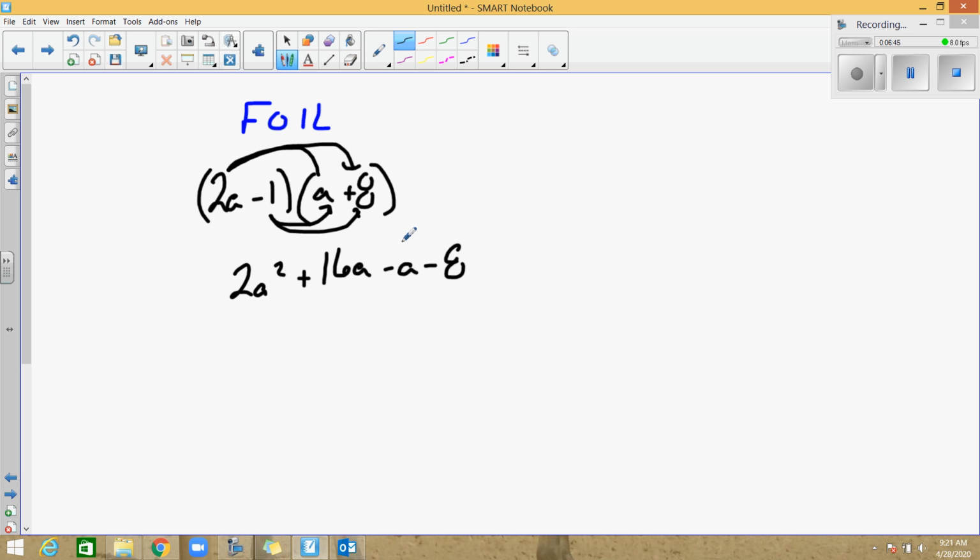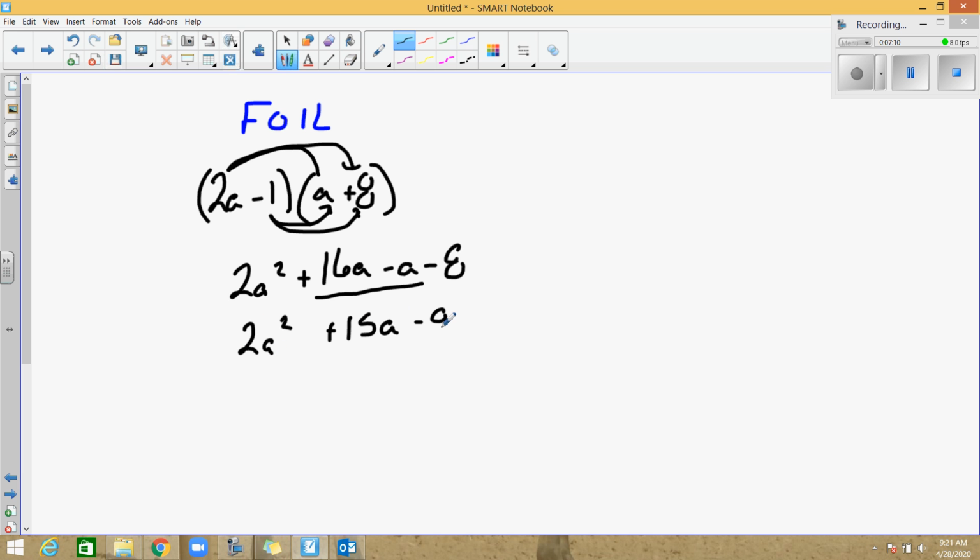Now, when we do FOIL, not every time, but a vast majority of the time, these two guys here are the same term because they're both a terms. So we find the difference, in this case because we're adding opposite signs. Difference of 15. They are a's, the sign of the larger is positive, and then everything drops out.